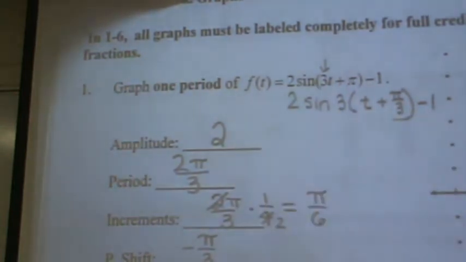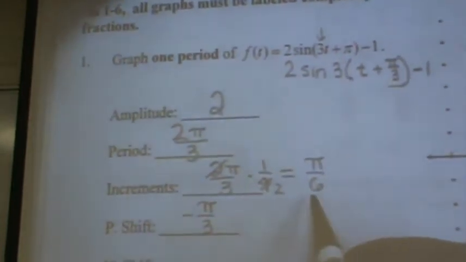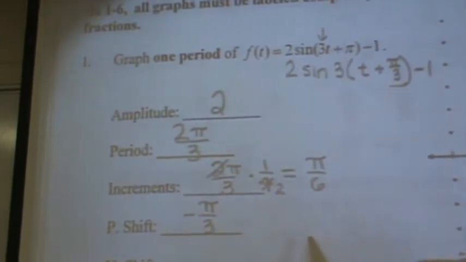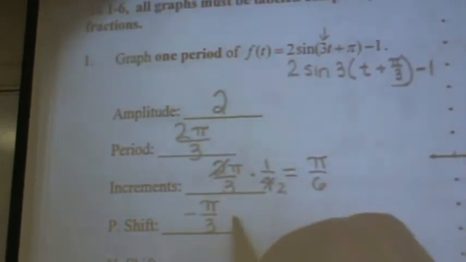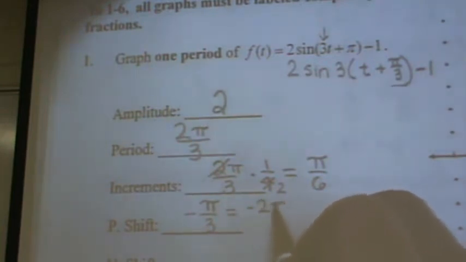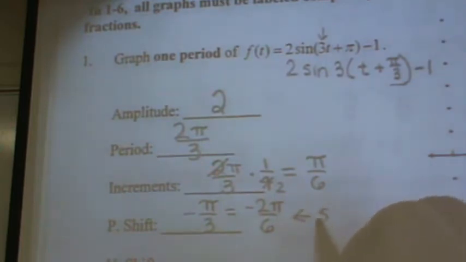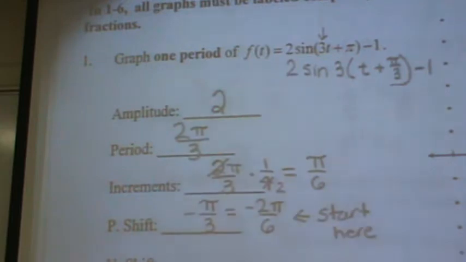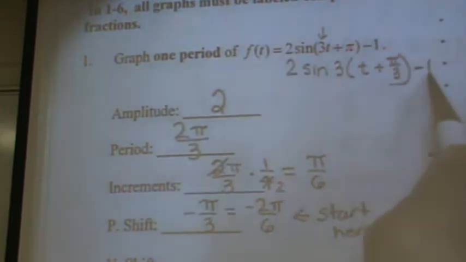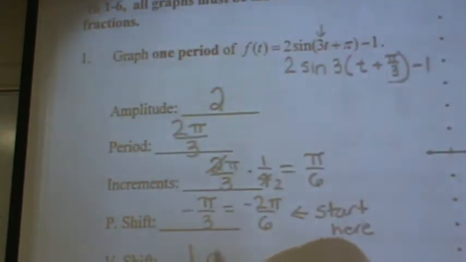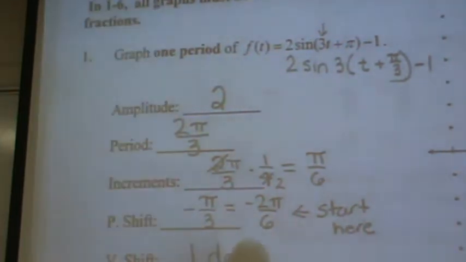Now, I don't like the fact that the phase shift and the increments are in different denominators because I have to count by this. So I'm going to turn this into what? Negative 2 pi over 6. This is my start position. You're going to start here. And it's 1 down. That's your vertical shift.